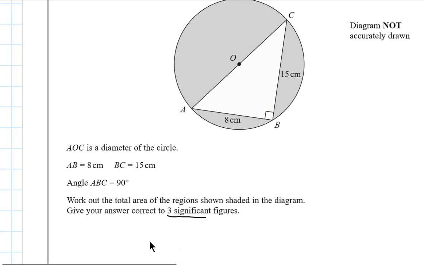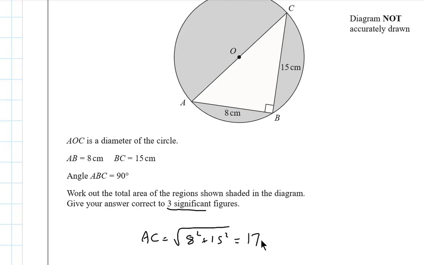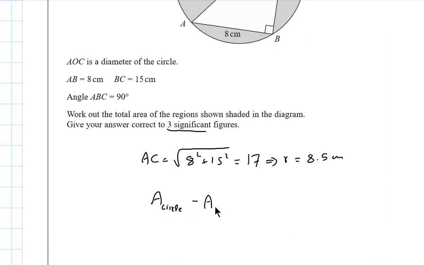So we can write AC is equal to square root of 8 squared plus 15 squared, and the answer will be 17, so the radius of the circle will be 17 divided by 2, which is 8.5 centimeter, right? And then we can find the area of the circle minus the area of the triangle, right? Area of circle minus area of triangle.